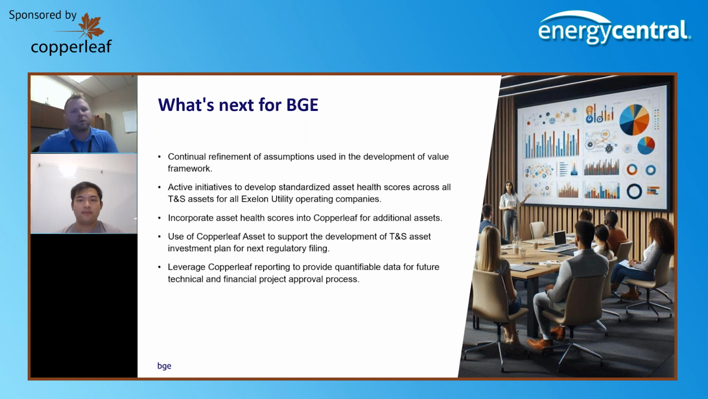Across Exelon, we're currently working on an initiative for all the Exelon operating companies to develop standardized asset health scores across all of our assets. And then once we have those in place, through the OCB work that we did, we do leverage the health score for the OCB inside of Copperleaf. We don't do all of the analysis on deriving that health score in the Copperleaf tool. We do that through our Cascade tool, but we feed in the value that we generate.